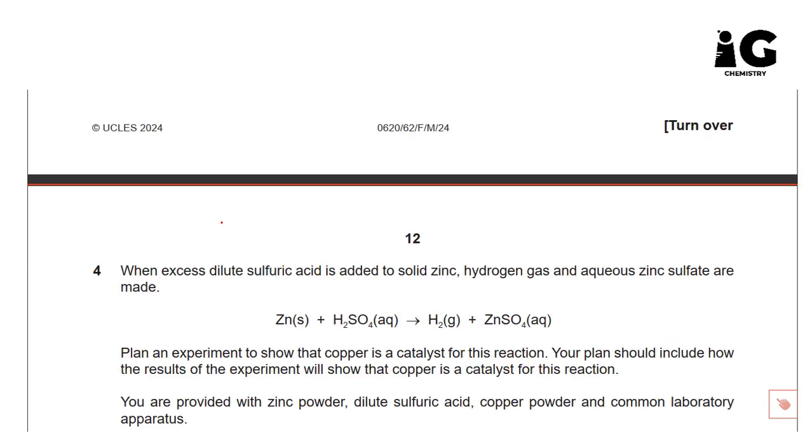Okay, now question number 4, the last question of the paper. When excess dilute sulfuric acid is added to solid zinc, hydrogen gas and aqueous zinc sulfate are made. So here is the equation we have. And then plan an experiment to show that copper is a catalyst. Your plan should include how the results of the experiment will show that copper is a catalyst for this reaction. Here you are provided with zinc powder, dilute sulfuric acid, copper powder, and common laboratory apparatus.